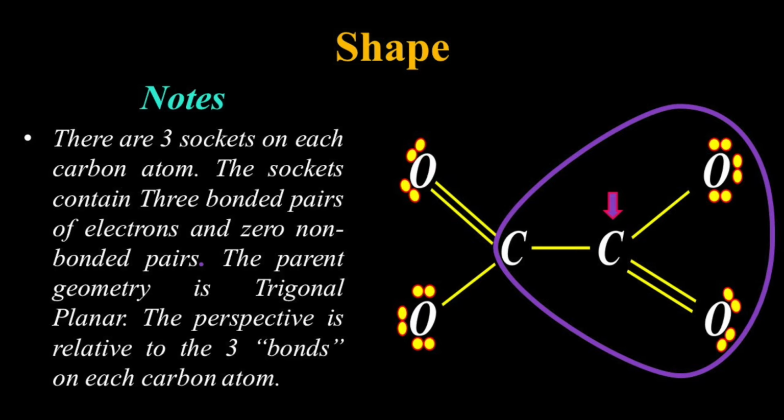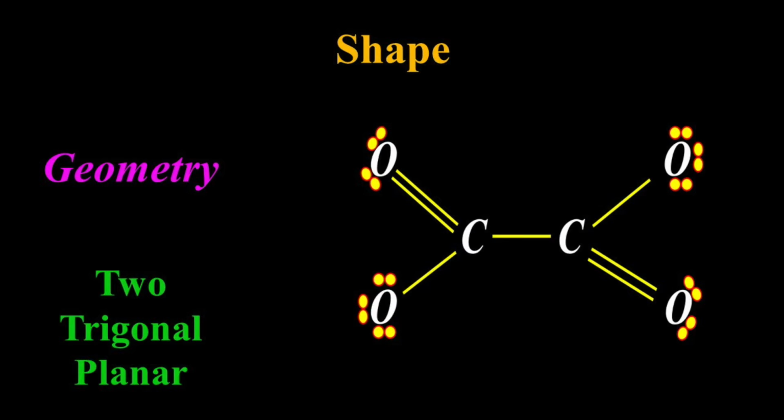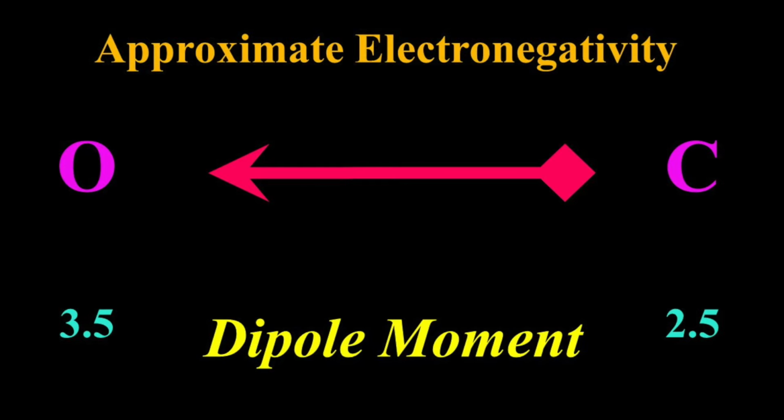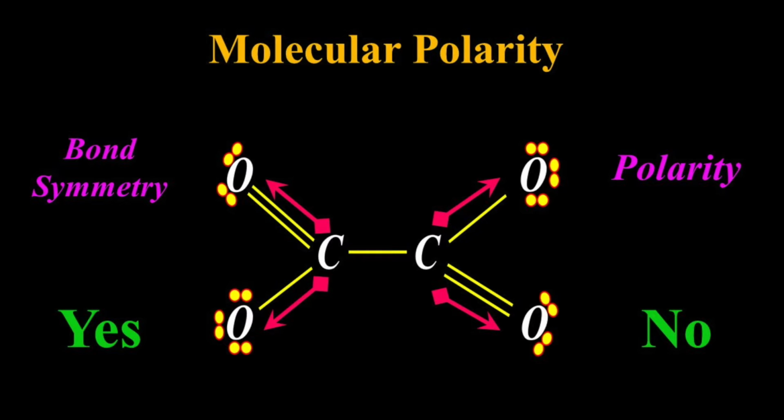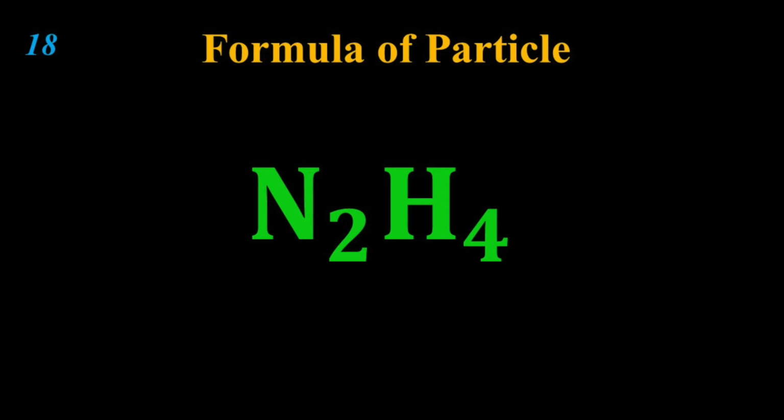See that? Now, you may wonder, well, how do we do the polarity? Well, just let that happen. So you're going to have two separate trigonal planar geometries. And what does that mean relative to the polarity? Well, just put in the dipoles and see what happens. It's not a big deal. And you see that they cancel. So you will have no polarity and you will have bond symmetry. Very straightforward.